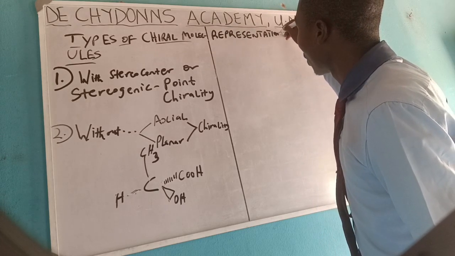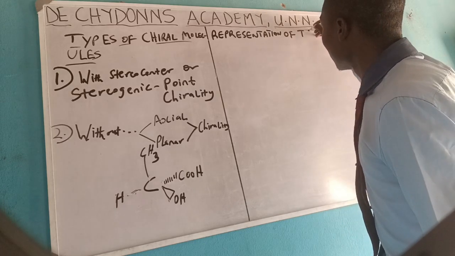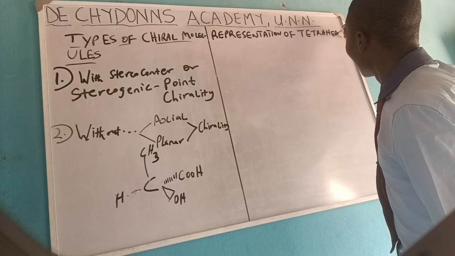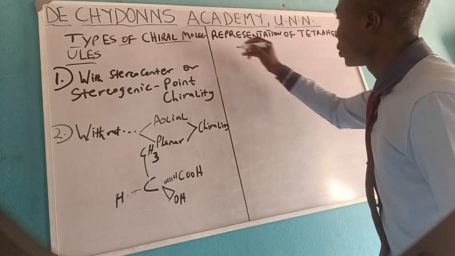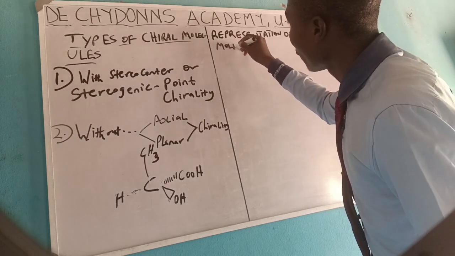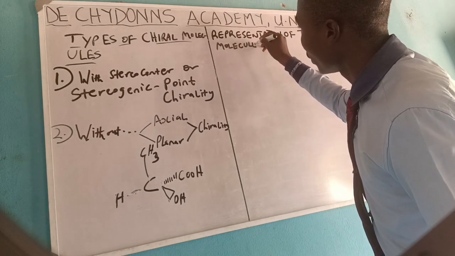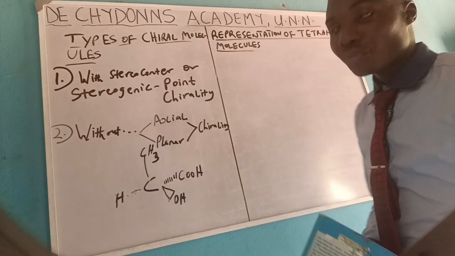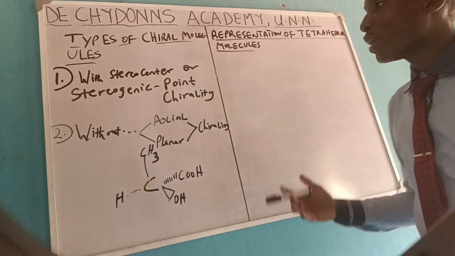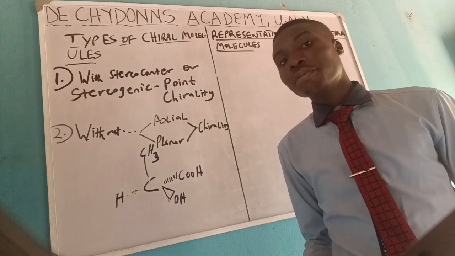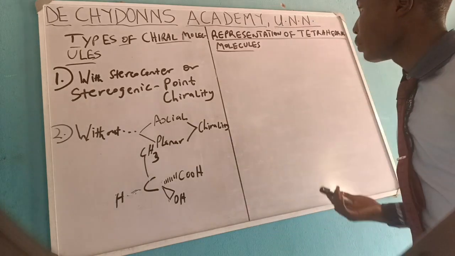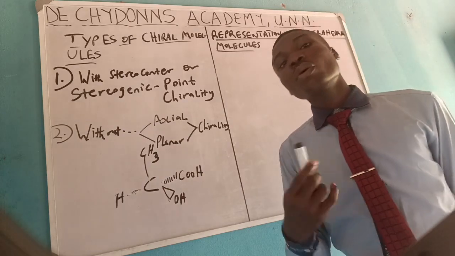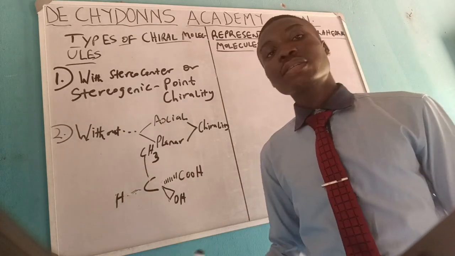So before we go on, let me talk about the structure of tetrahedral molecules, the representation of tetrahedral molecules. Now when we talk about tetrahedral molecules, we're talking about molecules that have four different bonds, and usually what we have is carbon. So tetrahedral molecules, the way we represent them, I've been using it all the while. So I'll still come back to my example. The way we usually represent it is that it usually has four bonds.